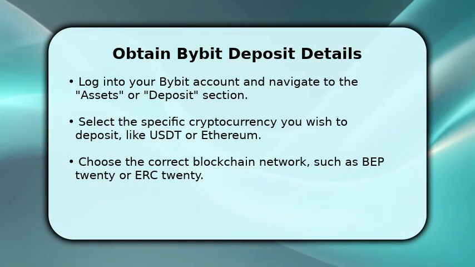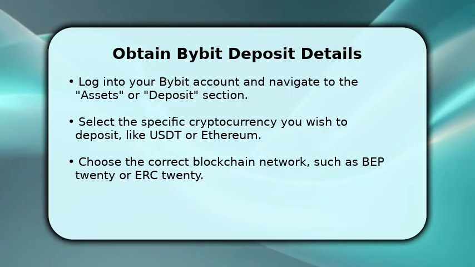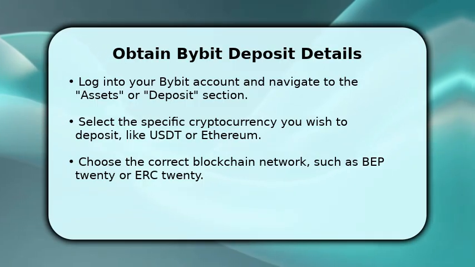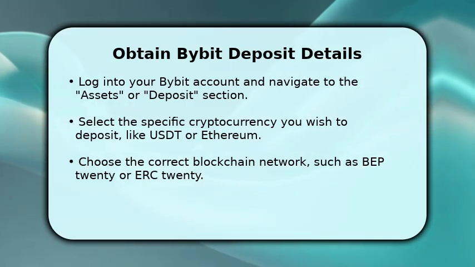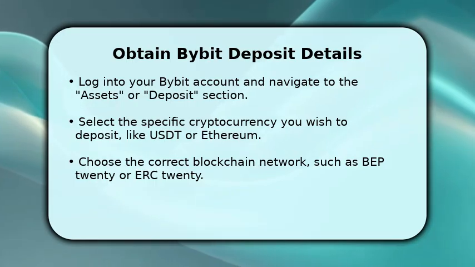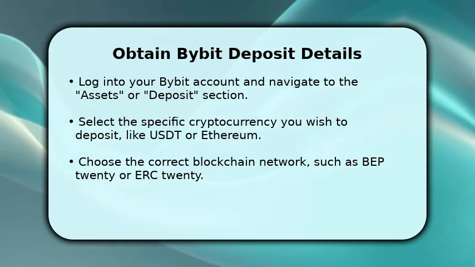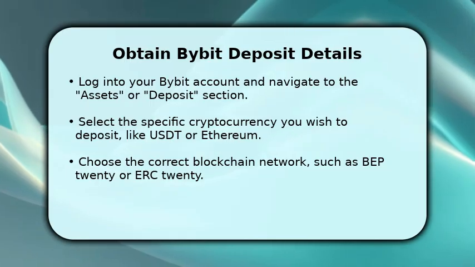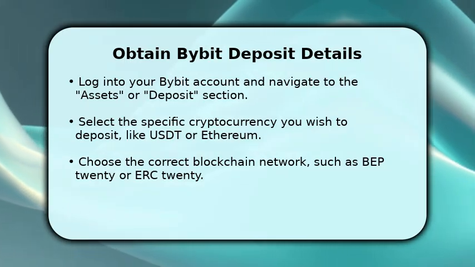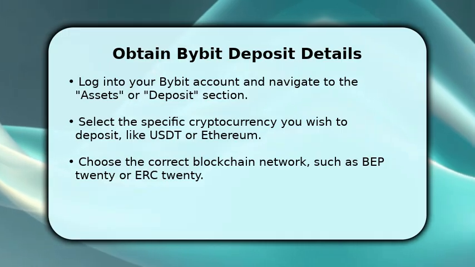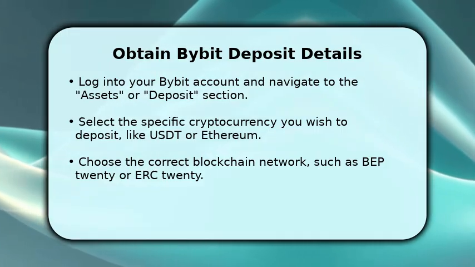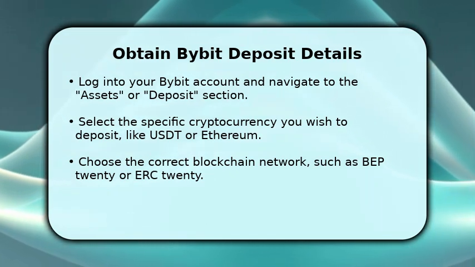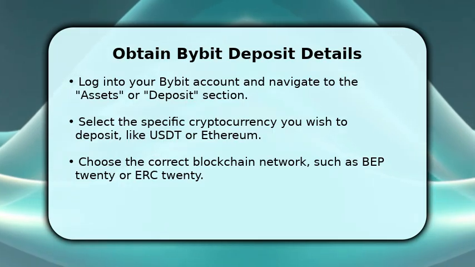First, open your Bybit application or website and log into your account. Look for the Assets or Deposit section, usually found in the top right corner or under your profile. Here, you will select the exact cryptocurrency you intend to transfer, for example, Bitcoin or Tether. Crucially, choose the correct blockchain network, like the Binance Smart Chain's BEP20 or Ethereum's ERC20, to ensure compatibility. Then, copy the unique deposit address provided, and note any memo or tag if required for certain assets.